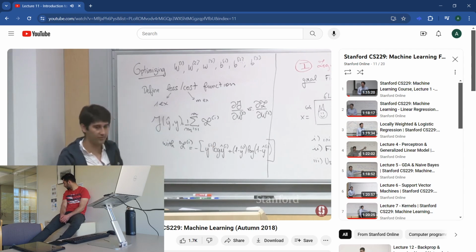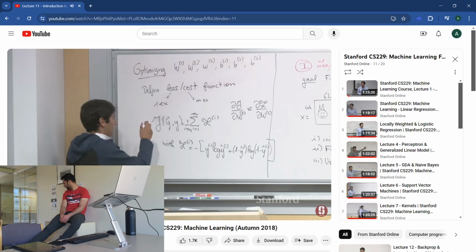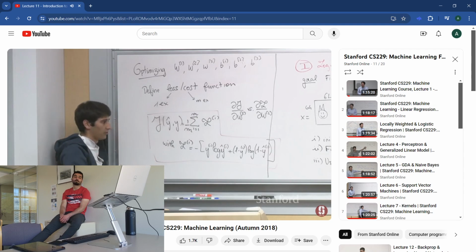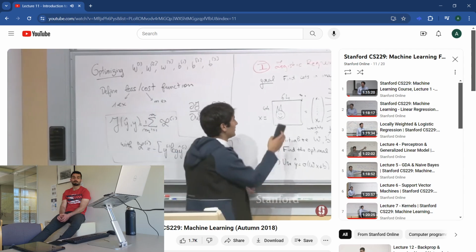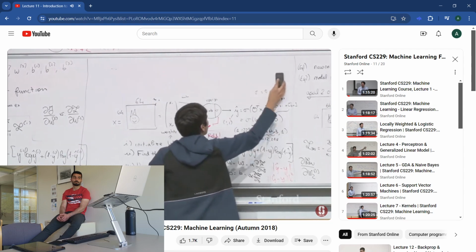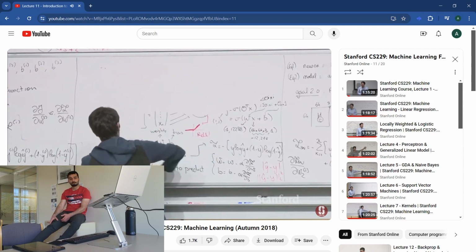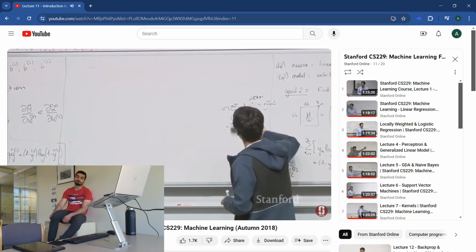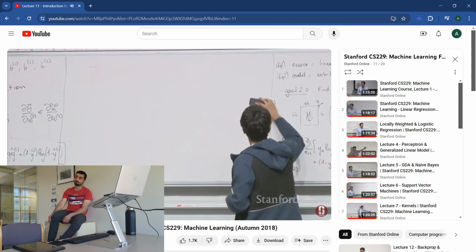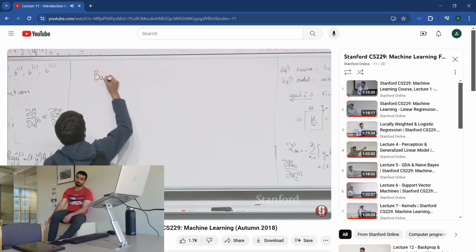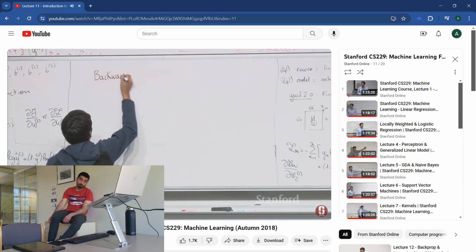Okay, so now we defined our loss function, and the next step is to optimize. So we have to compute a lot of derivatives. And that's called backward propagation.